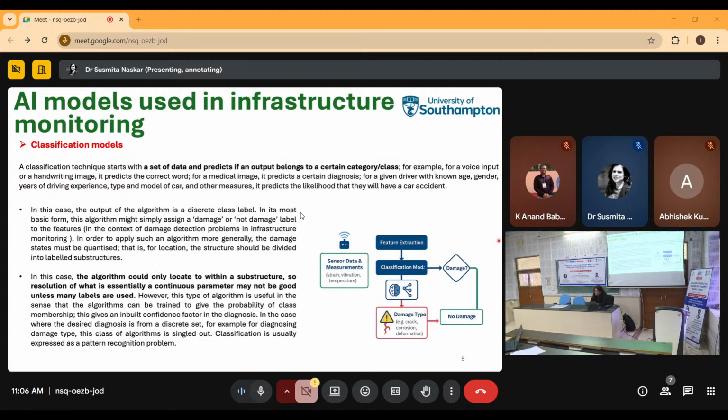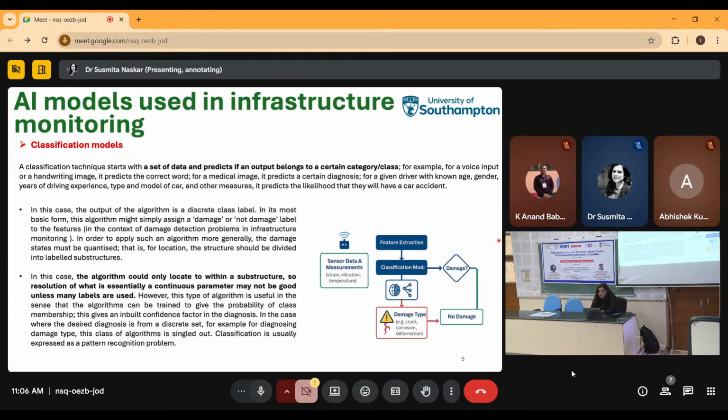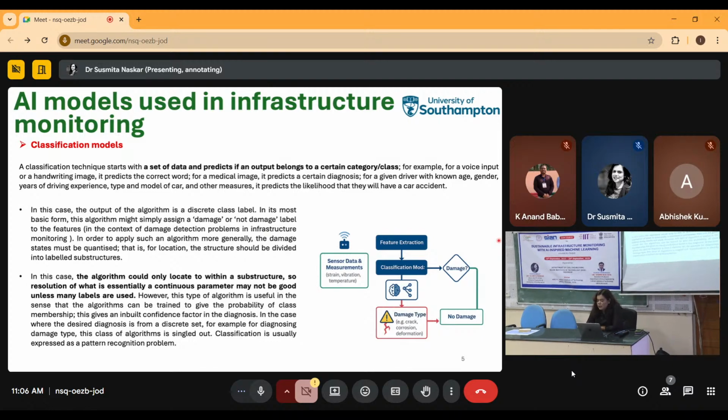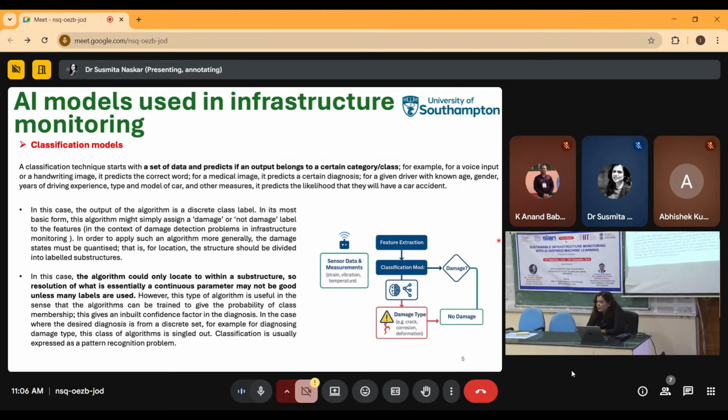But there are a lot of advantages to this classification model. One of the strengths of this algorithm is that it can provide a probability or confidence factor with each prediction. So instead of a simple yes or no, the model might say that there is an 85% confidence that the area is damaged, or 15% confidence that the area is not damaged, or is in a healthy situation. Furthermore, this classification model can be extended beyond simple binary outputs to diagnose the type of damage.